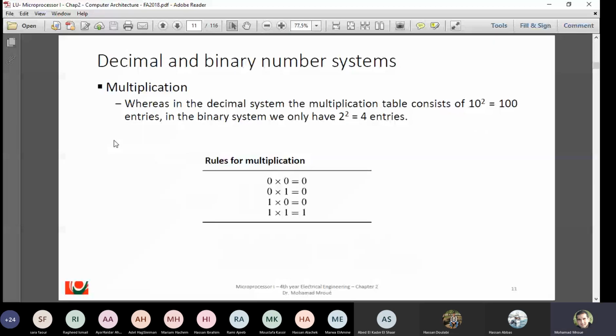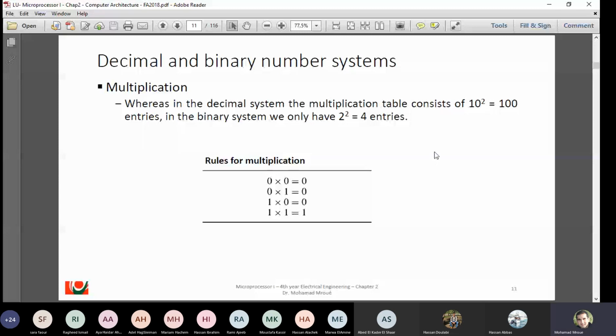Multiplication, whereas in the decimal system the multiplication table consists of 10 power 2, meaning 100 entries or inputs. But in the binary system we only have 2 inputs for each side. So we have 2 power 2, meaning 4 entries. Okay, so we have 4 cases: 0 times 0 is 0, 0 times 1 is 0, 1 times 0 is 0, and 1 times 1 is 1. Okay.